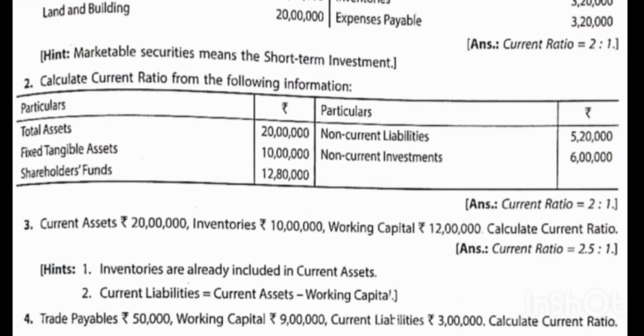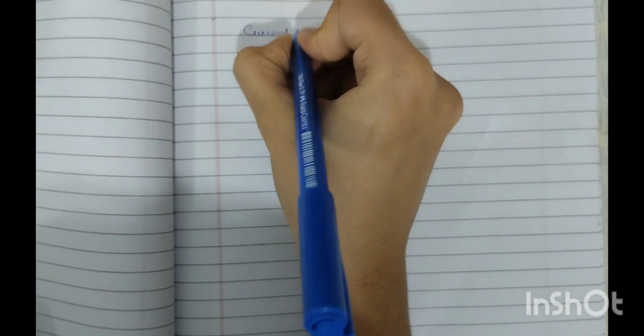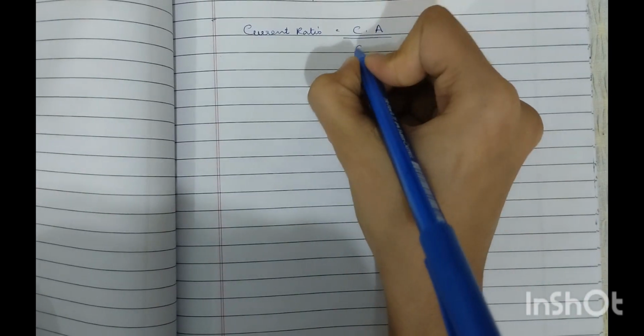Now, the second question says that we have to calculate the current ratio from the following information, which is total assets 20 lakhs, fixed tangible assets 10 lakhs, shareholders' funds 12 lakh 80,000, non-current liabilities 5 lakh 20,000, and non-current investments 6 lakh. So now here we know that current ratio is equal to current assets by current liabilities. I'm just using short forms for now.